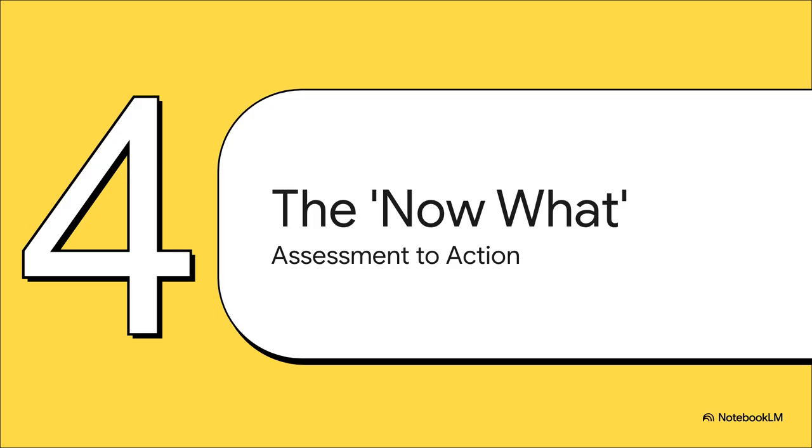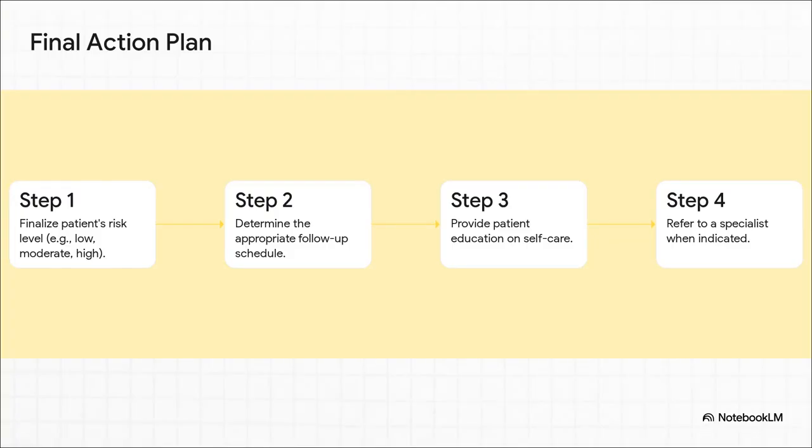How do we take all this great information we've gathered and turn it into a real, concrete action plan for a patient? This is your final game plan. Step 1, you lock in their risk level: low, moderate, or high. Step 2, based on that risk, you set up a clear follow-up schedule. Step 3 is all about patient education, teaching them how to take care of their own feet. And step 4, and this one is absolutely key, is knowing when something is out of your hands and it's time to refer them to a specialist.